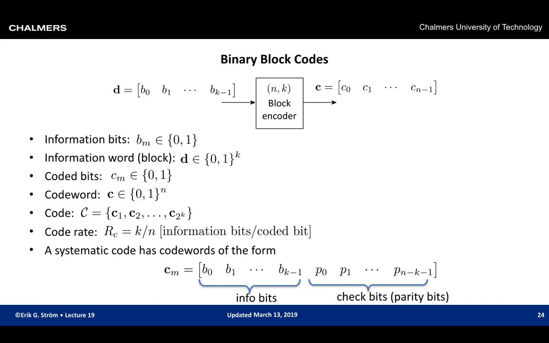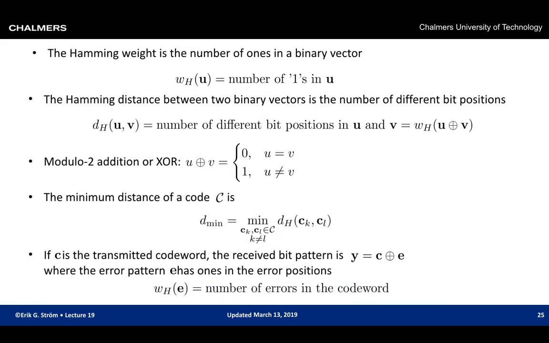All right, so we continue our journey a little bit here, and we have reached now binary block codes. And these, in this course, we use them for doing error detection. They can also be used for error correction, but we haven't talked much about that.